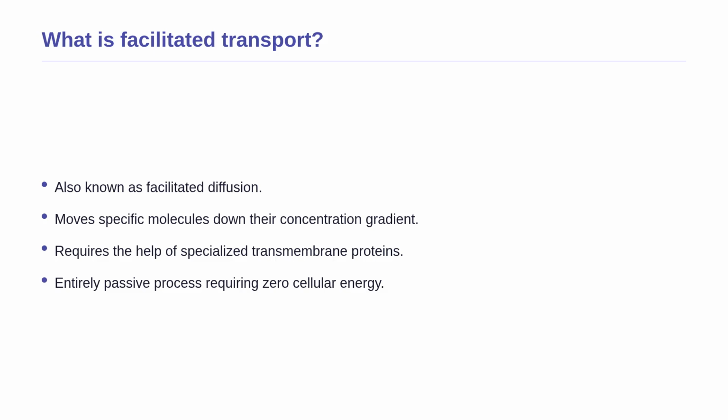Now that we have an intuitive picture, let us define this formally. Facilitated transport, which is also known as facilitated diffusion, is the process by which specific molecules move across a biological membrane. Crucially, they move down their concentration gradient, meaning they go from an area of high concentration to an area of low concentration. Because they are just flowing down this natural gradient, the process is entirely passive. The cell does not need to spend any of its precious energy, or ATP, to make this happen.